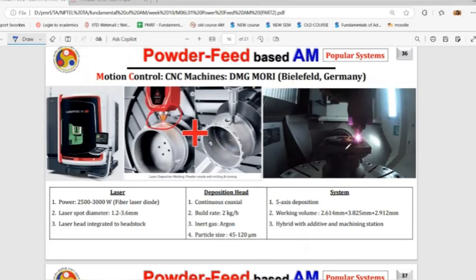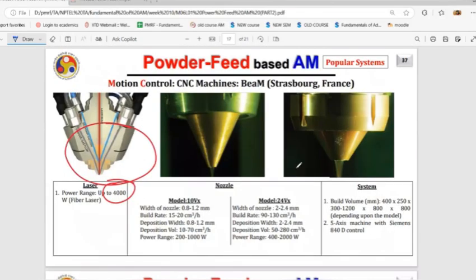There is something called hybrid system also. So just after cladding, you can move it to the hybrid tool where you can do the milling or face milling or grinding, drilling, everything to get the final geometry. So these are a few types of nozzles.